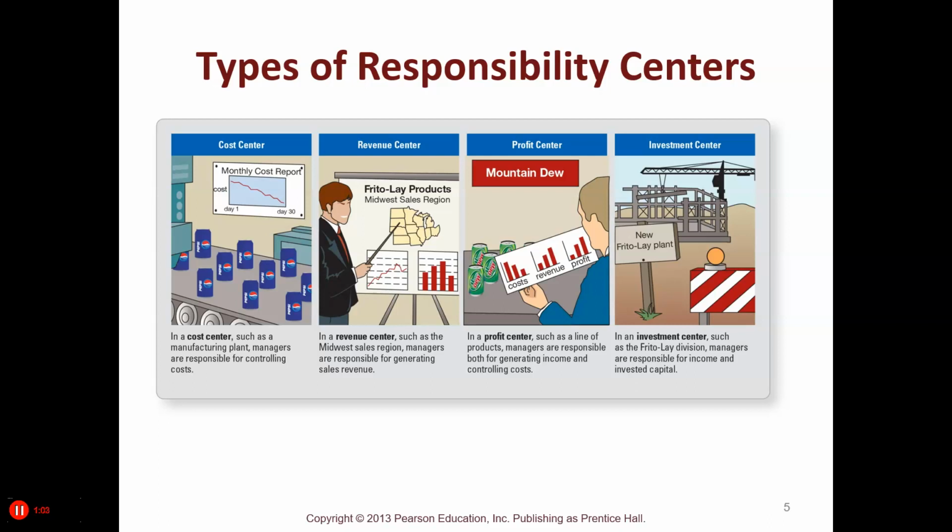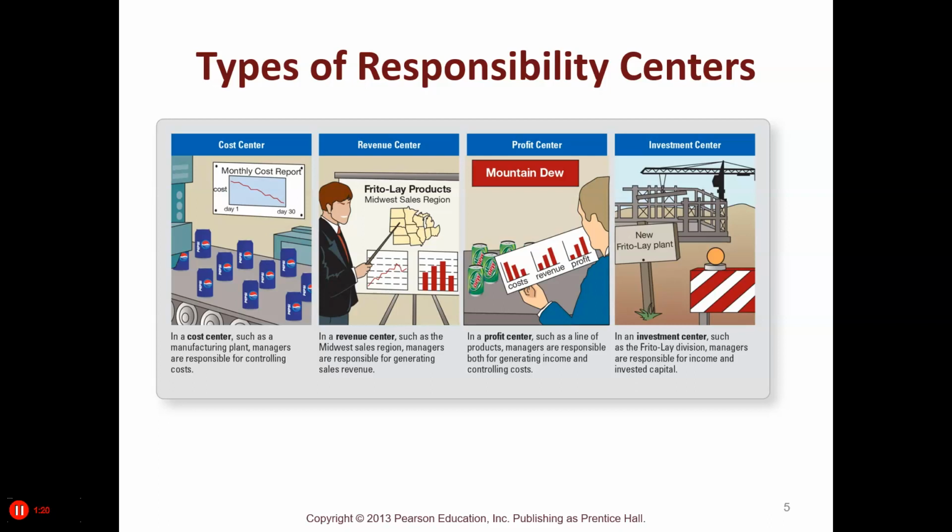One would be a cost center. All they do is collect costs, and a good example of that would be all the costs associated with running the facility. Normally, what they do is collect all these costs and then allocate them based on how much square footage a particular division uses.